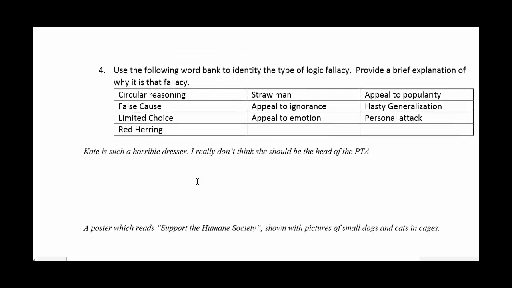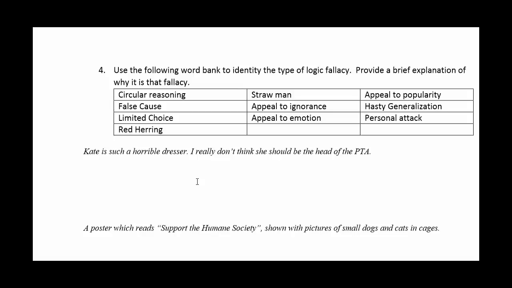These are just a couple of generic statements. You're not going to see these statements on the test, but you will be asked to do the same skill or identify what fallacy they're trying to distract you with. All right, so here goes. Kate is such a horrible dresser. I don't really think she should be the head of the PTA.